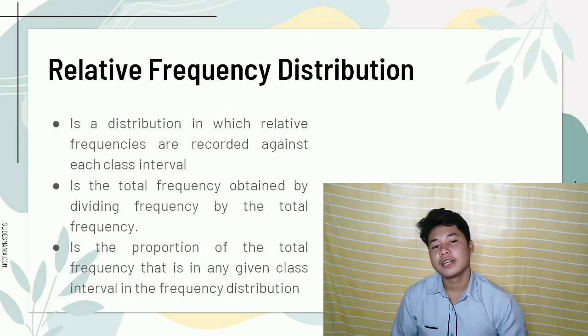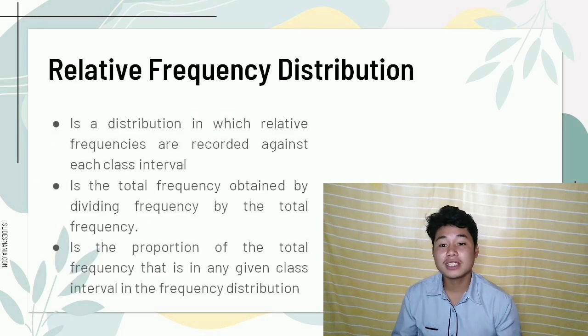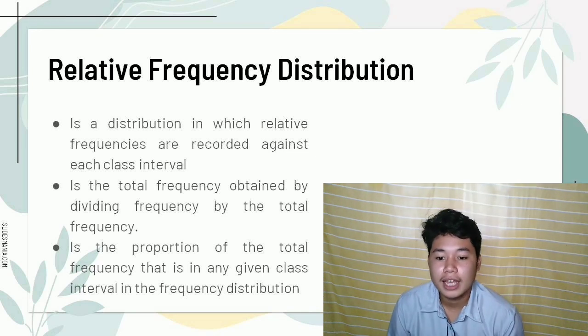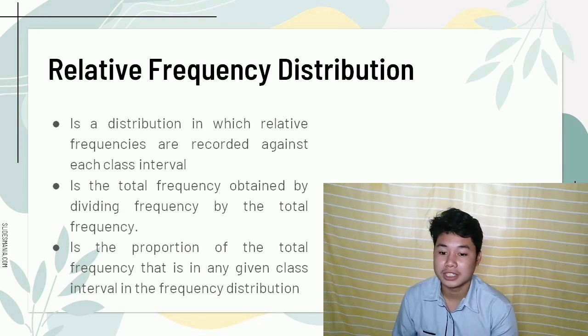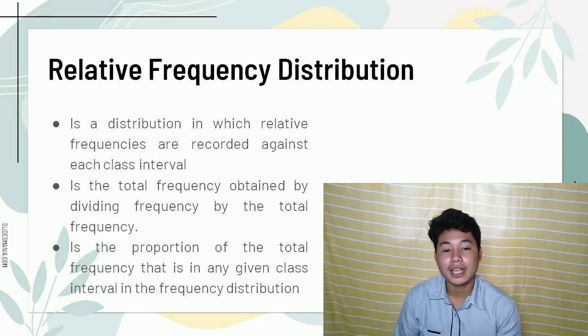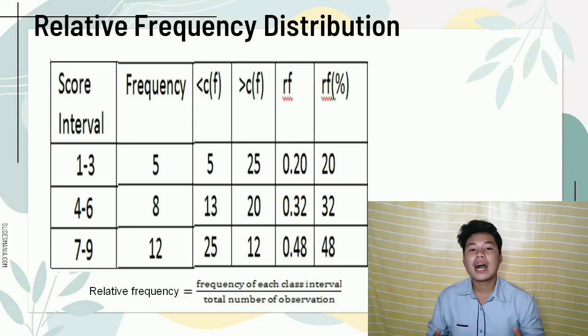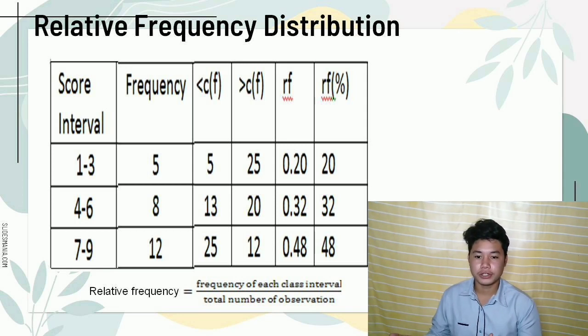Let's move on to our next topic, which is the relative frequency distribution. The relative frequency distribution of a class is the frequency divided by the total frequency or total number of observations, and is generally expressed as a percentage. To solve our relative frequency distribution, we need to follow this equation. Relative frequency is equal to the frequency of each class interval over the total number of population.